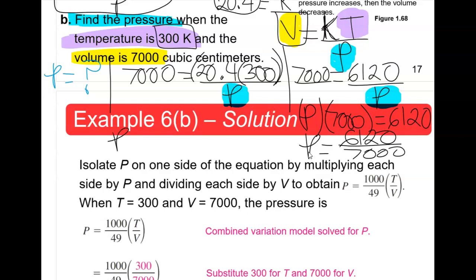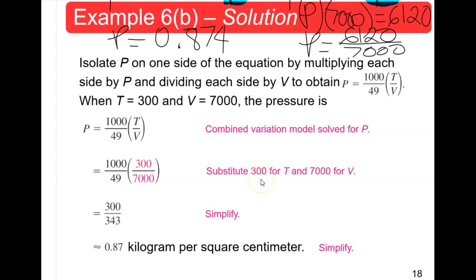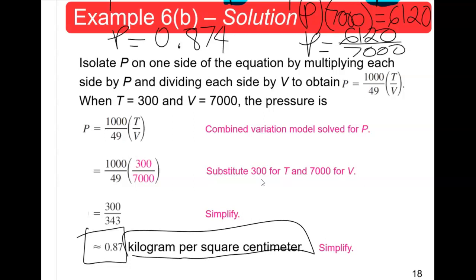So now we have that the pressure is equal to 6,120 divided by 7,000, and we get 0.874. And if we round to the nearest hundredth, we will have 0.87. And the units for pressure are kilogram per square centimeter for this problem. So that is the answer right there.